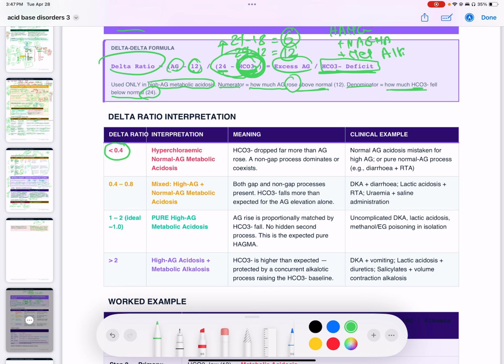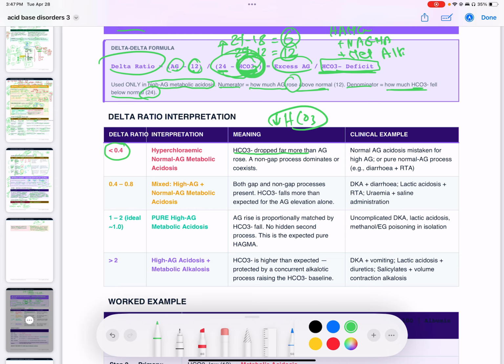So if it's below 0.4, that means the bicarb dropped far more than the anion gap rose. That means you have too much drop in the bicarb that's not explained by the high anion gap. That means you are losing a lot of bicarb.